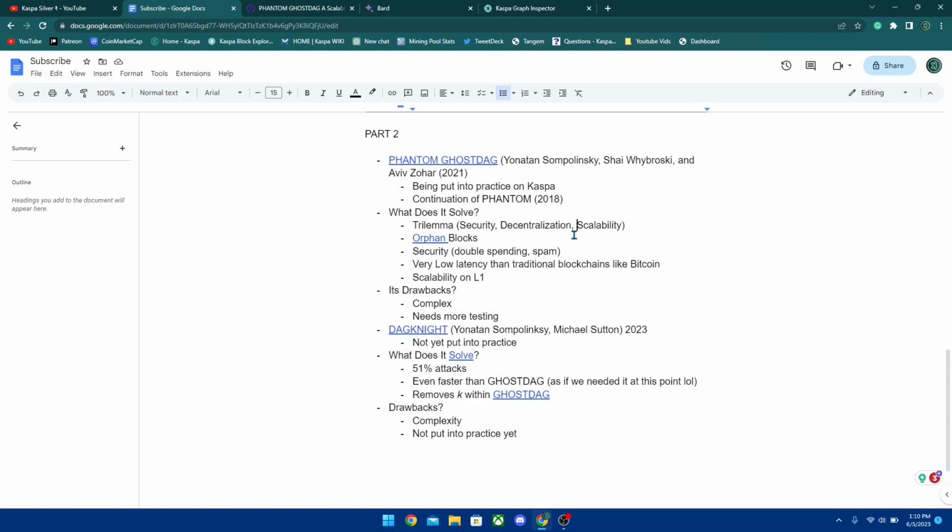I like to also mention that these protocols can only work on a proof of work cryptocurrency. And that is because it has blocks. It needs blocks so that a block DAG could exist. So one of the things that the Ghost DAG protocol actually allows is orphan blocks to no longer exist.